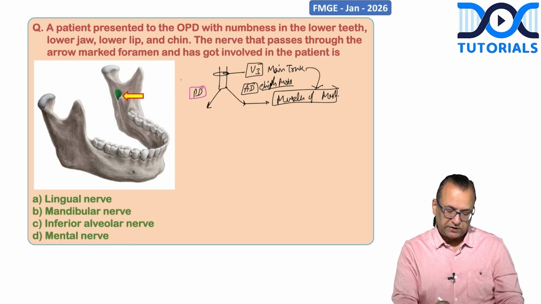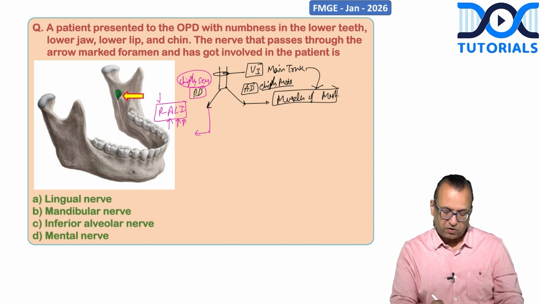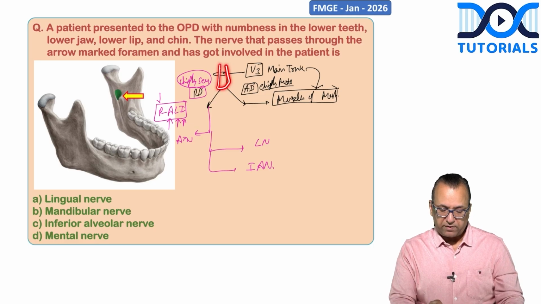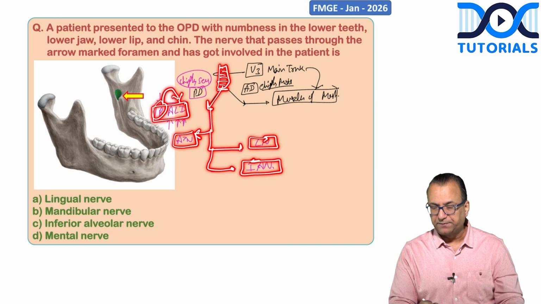When you say the posterior division is chiefly sensory, what branches does it give? You can remember PALI: the posterior division giving ALI branches. So what are these ALI branches? There is the auriculotemporal nerve, the lingual nerve and the inferior alveolar nerve. In ALI, the A, which goes posteriorly, is the auriculotemporal nerve. L is the lingual nerve for the tongue, and I is the inferior alveolar nerve for the lower teeth.